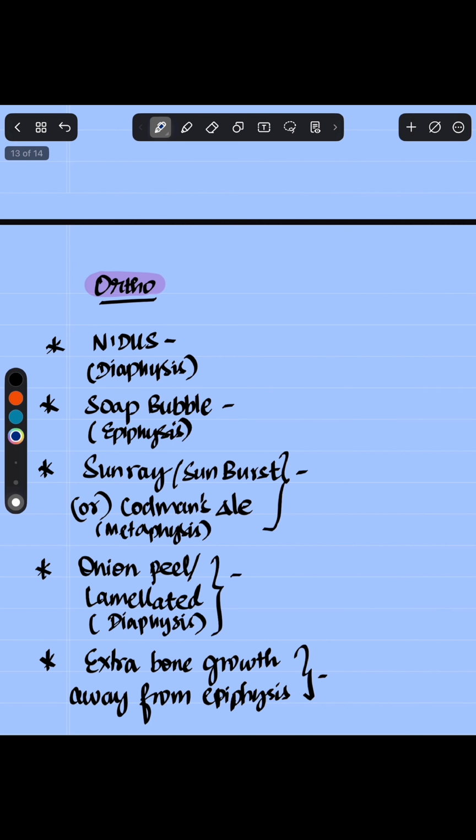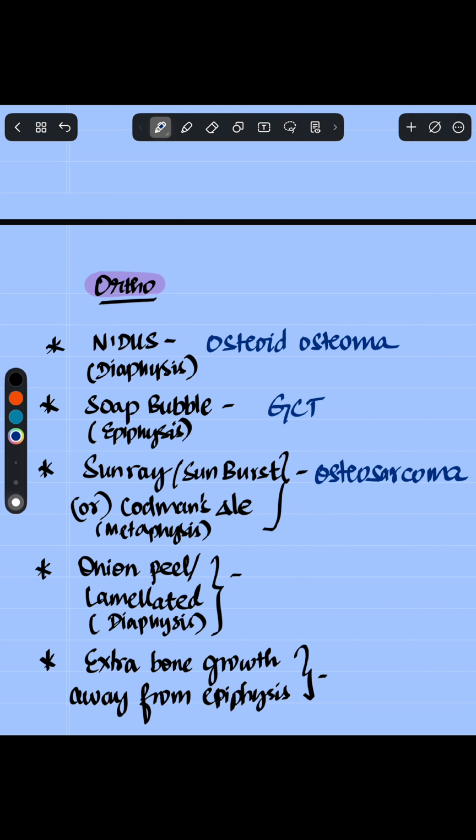In that video, I haven't included any of the bone tumors, but now I have included all the benign and the malignant tumors. So first, if you can see a nidus in diaphysis, it is osteoid osteoma. Bubble appearance in epiphysis denotes giant cell tumor or osteoclastoma. Sunray or sunburst appearance or maybe Codman's triangle in metaphysis is osteosarcoma. Codman's triangle is not specific, so don't judge the question with Codman's triangle. It can be in Ewing's also. Onion peel or lamellated appearance in diaphysis, it's Ewing's sarcoma.